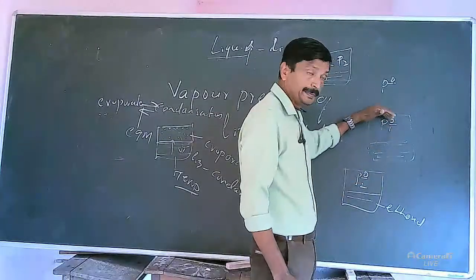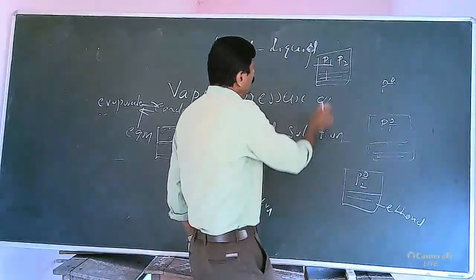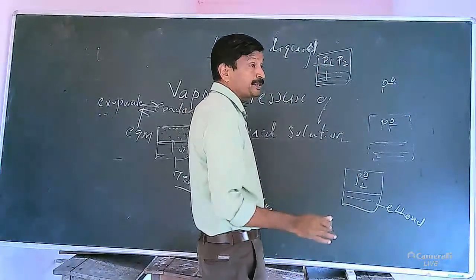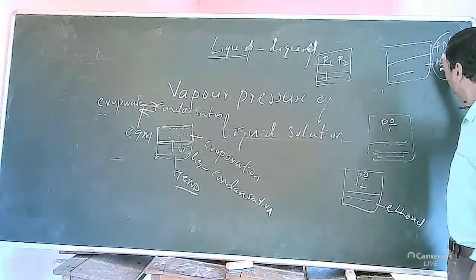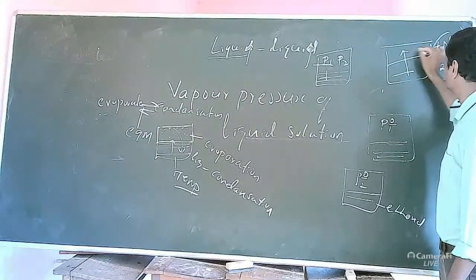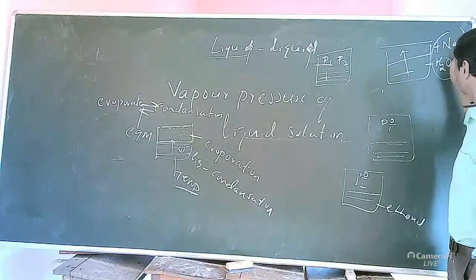If these two are mixed, then P1 is called the partial vapor pressure of the first component in the solution. Here only water is vaporized, not the sodium chloride.